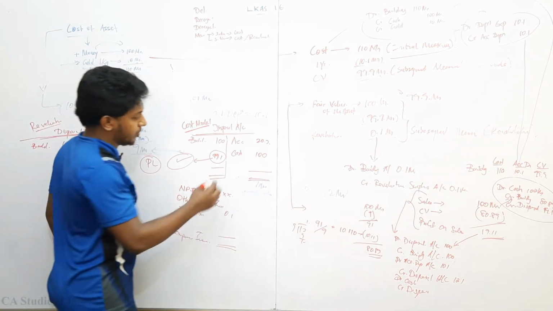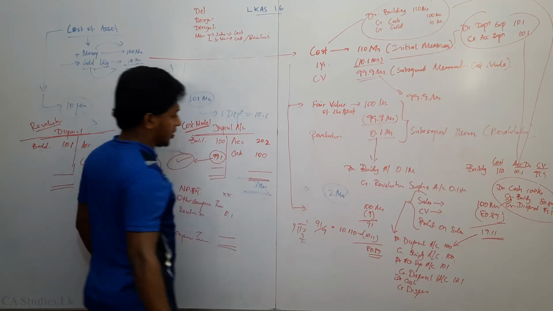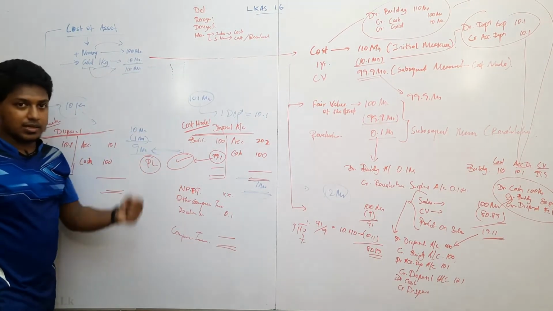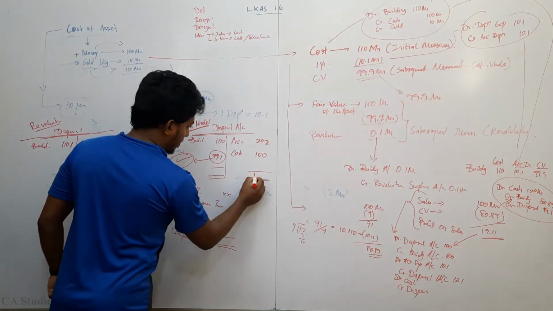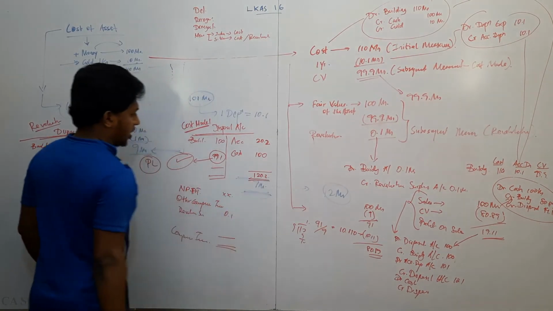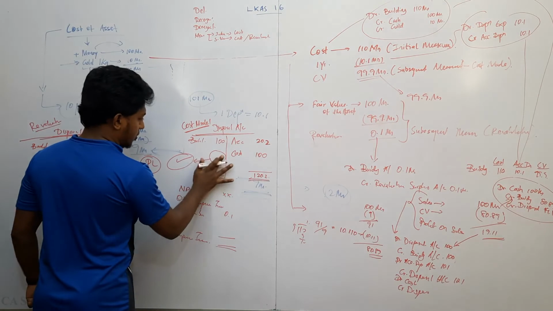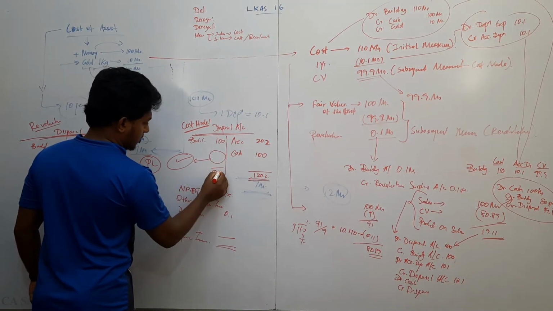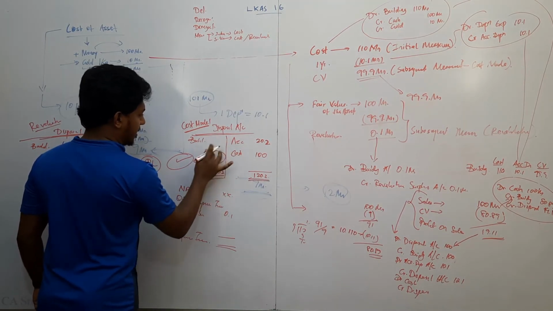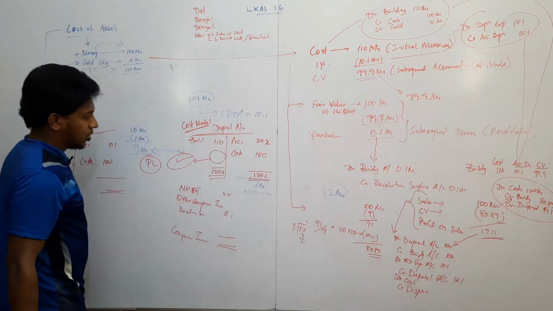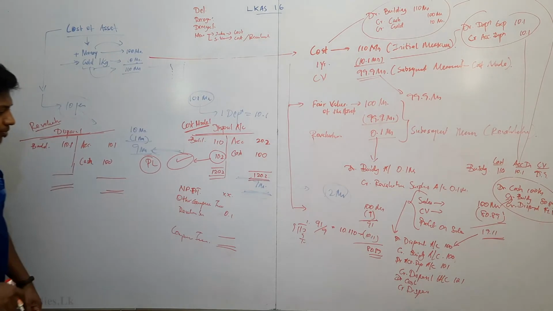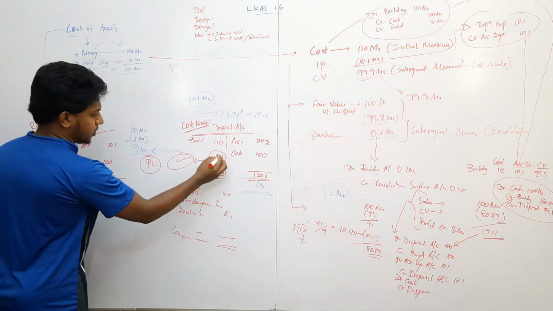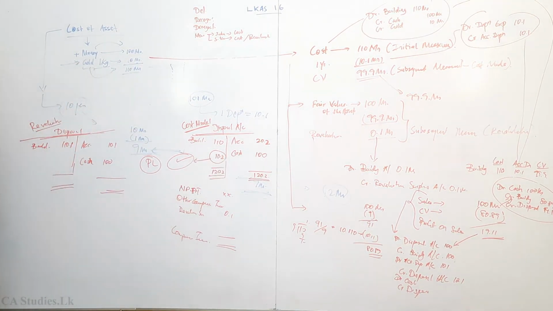Okay, accumulated depreciation say 20.2, 2 years if cost model used 20.2. Now under 20.2, this is 110 million, right? Building. Now 10.2 million is profit, right? 10.2 million is profit. Here revaluation model used.